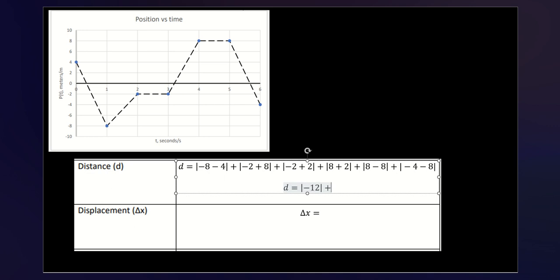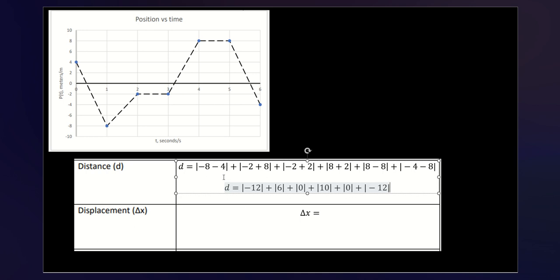Negative 2 minus a negative 8, well, that's just going to be plus 6. Next part, negative 2 plus 2, that's just going to be 0. 8 plus 2, that gives us 10. 8 minus 8, that is, of course, 0. And then negative 4 minus 8, that is going to be negative 12.